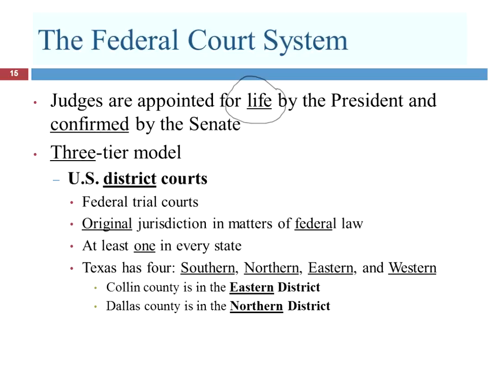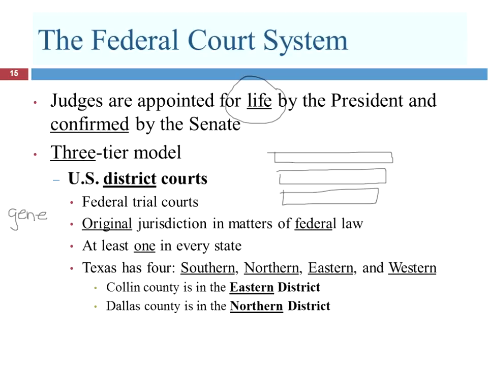Like the state system, we do have that 3-tier model where we have the trial courts, we have the courts of appeal, and then we have the U.S. Supreme Court. A U.S. district court is just like a Texas district court. It is a court of general jurisdiction. That is where the trial courts are. They have original jurisdiction in matters of federal law. You know, those 5 bases to go into federal court. If one of those is present, then you can file in federal court in that court of general jurisdiction.